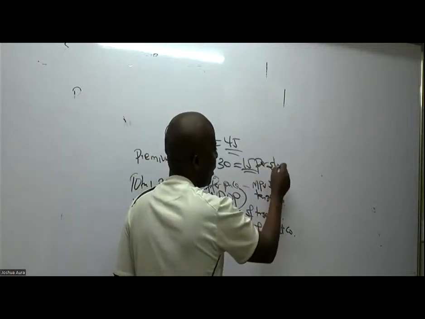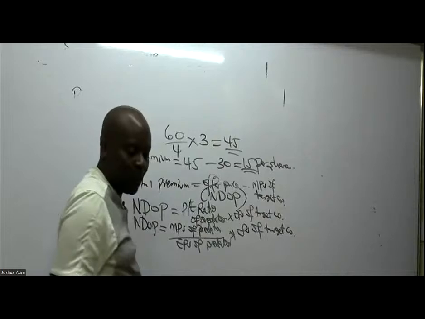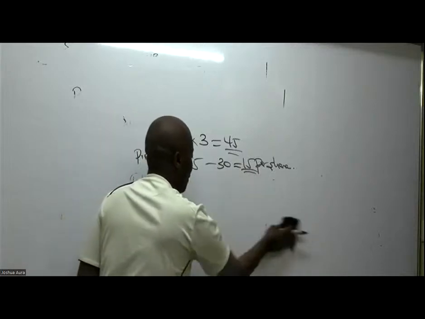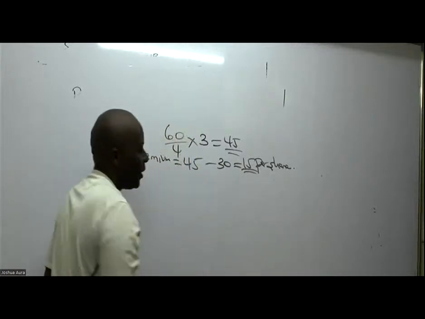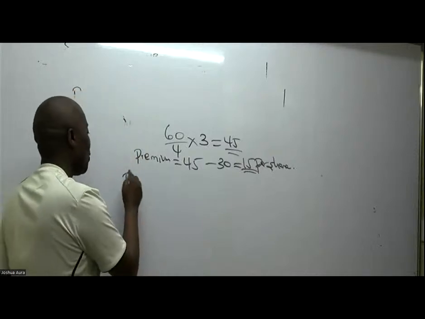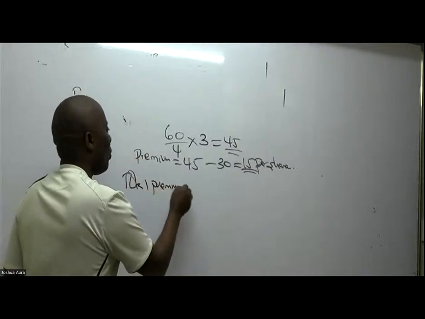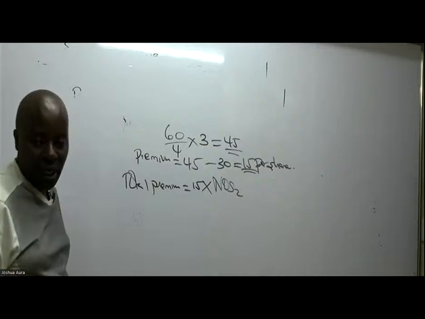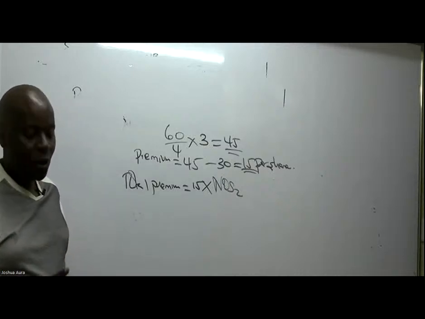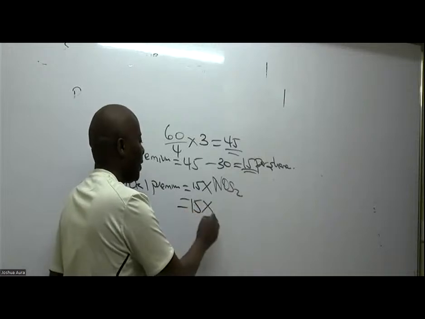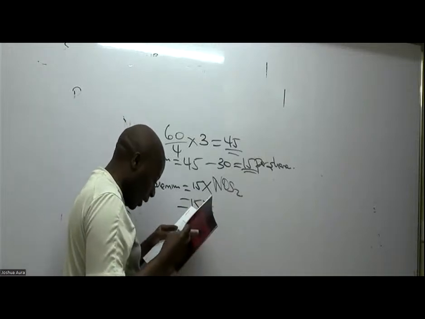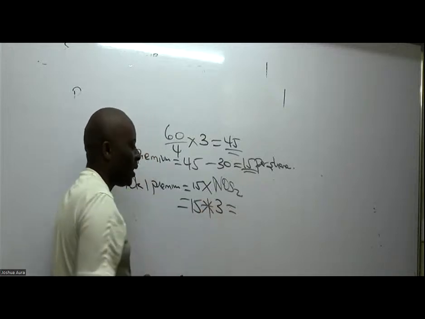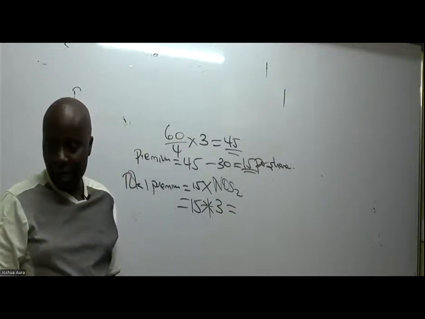Now again, remember that this is 15 per share. For every share they sell, it's 15 per share, and yet they wanted the total premium. So I need to ascertain my total premium, which will be equal to this 15 per share times the NOSE of the second company. NOSE is the number of ordinary shares. So I'll take 15 times the number of ordinary shares of the second company, which are 3. So 15 times 3 gives me how much?